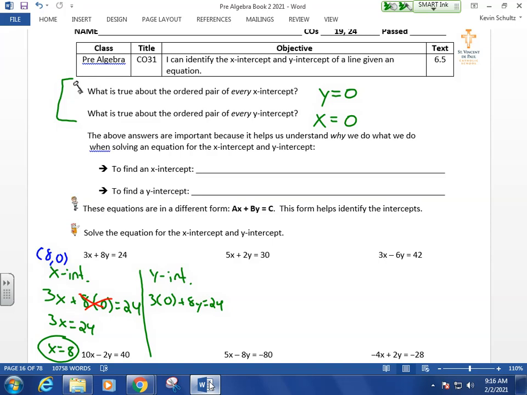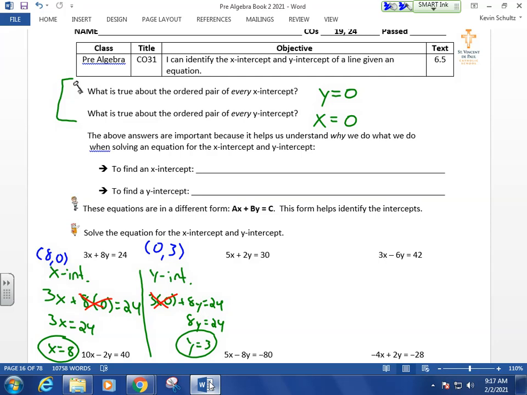That's why these two questions from the last objective and now here are so important, okay? Because for the x-intercept, replace y with 0 and solve. For the y-intercept, replace x with 0 and solve. Again, this is fun because 3 times 0 cancels out, and we're left with 8y equals 24. 8 times what number gives us 24, or divide both sides by 8. Either way, we get y equals 3. So the y-intercept of this equation is 0, 3.